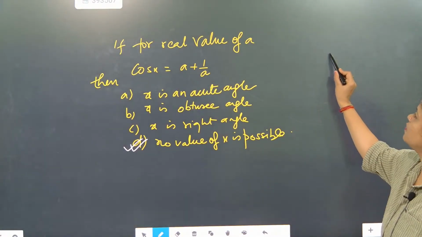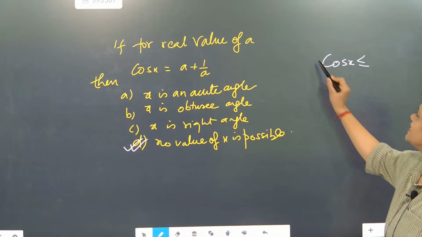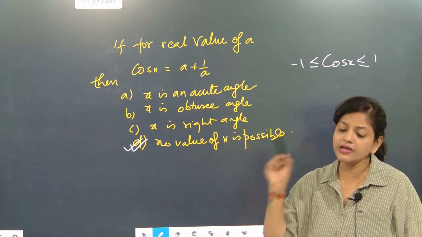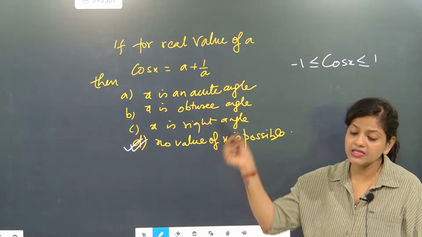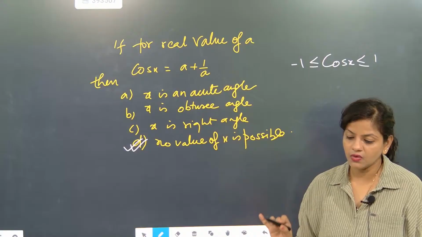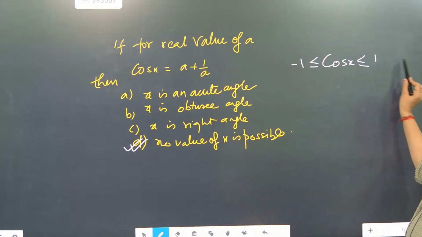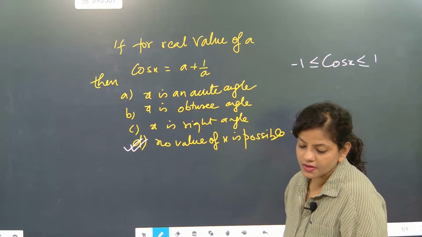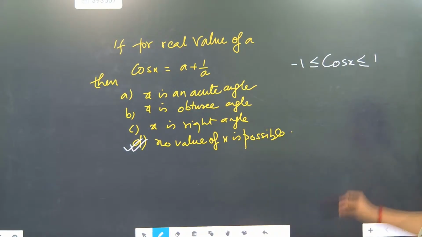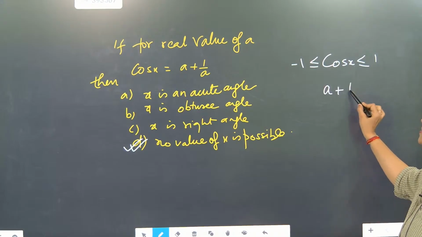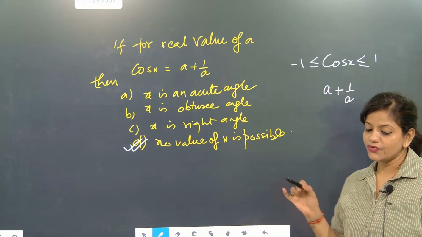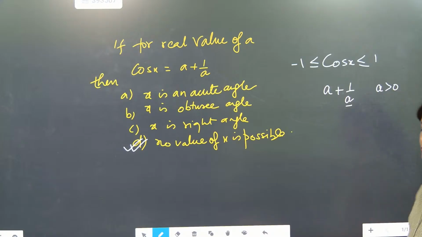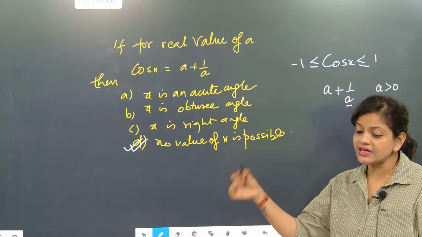Now look here. We know that cos x lies between -1 and +1. The minimum is -1, including -1. The maximum is 1, including 1. Till here everybody knows that the maxima and minima are -1 and 1. Very good, Rudra. So when you write a plus 1 by a, the first thing is that a should be strictly greater than 0 here. Understood?